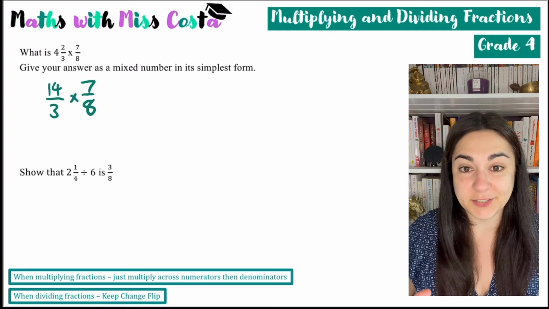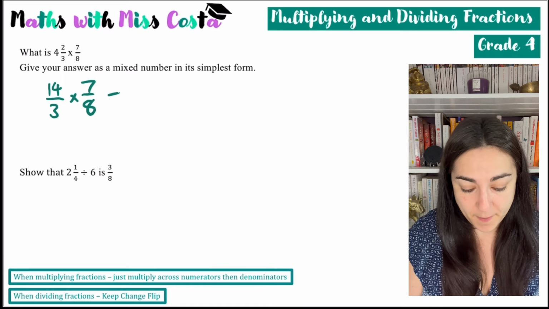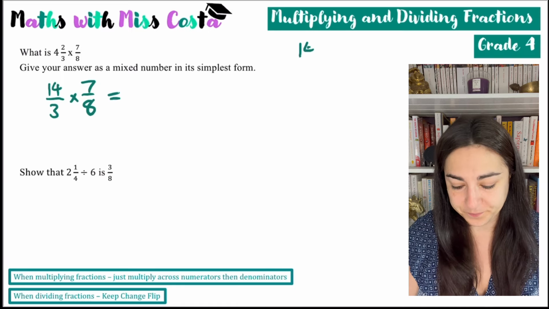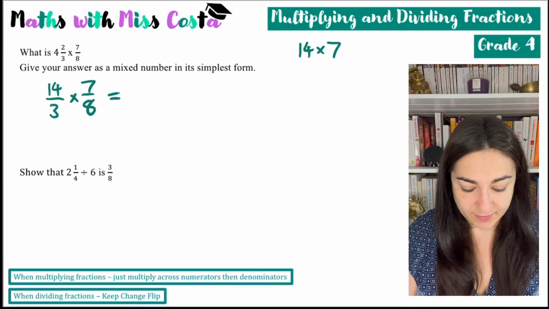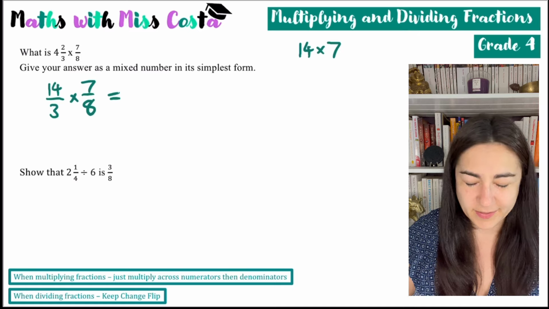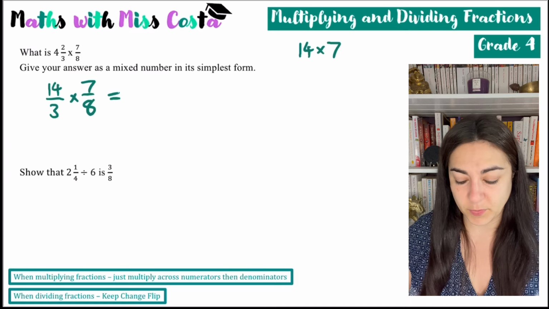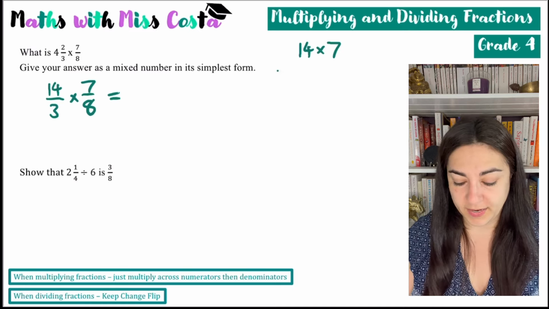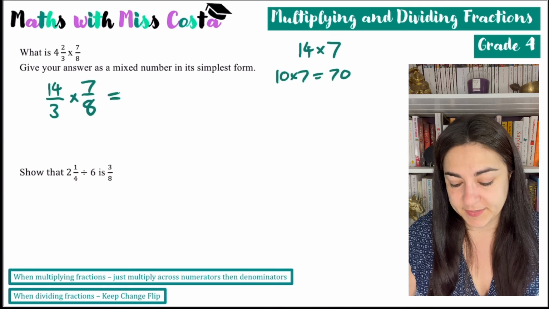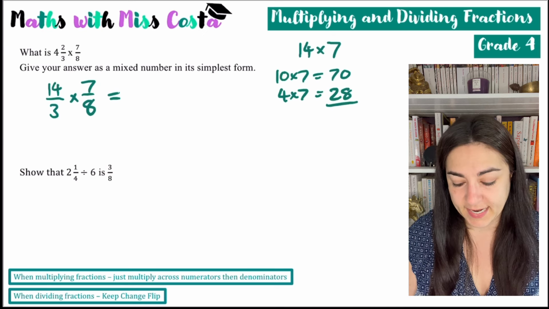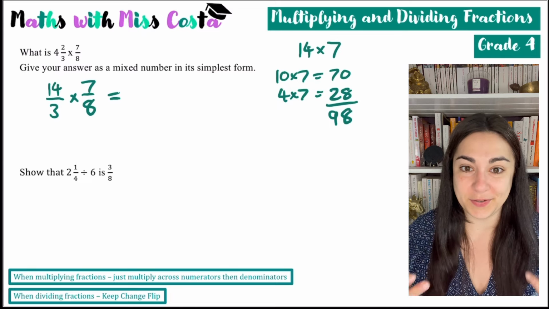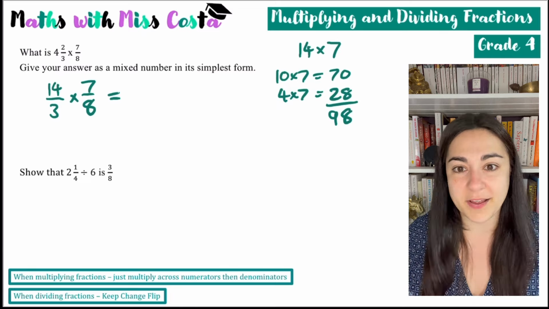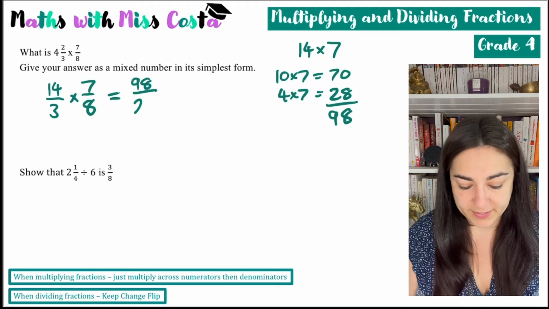And once you've got both as improper fractions, you literally just multiply the numerators together. So we've got 14 times 7. Non-calculator, you could do the multiplication method, or we could just break it up. 10 times 7 is 70, 4 times 7 is 28, and then you add them together. For non-calculator, just try and think of little tricks to help you. But if you're super confident with multiplying, then just do that. So that would give you 98 over 8 times 3, which is 24.